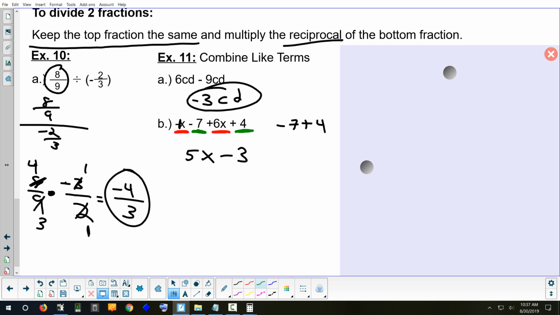No. What we underlined in green didn't have letters with it. Okay? What we underlined in red did. So we keep the letter the same.